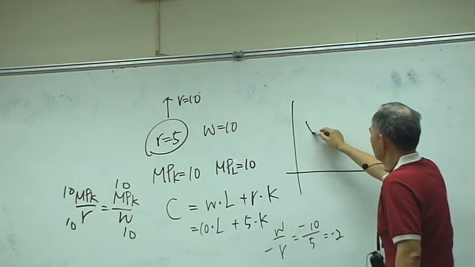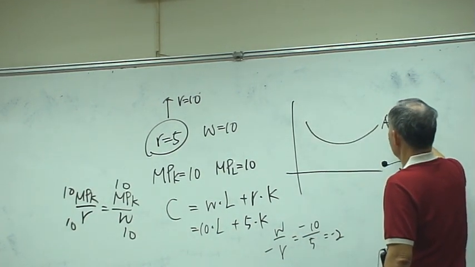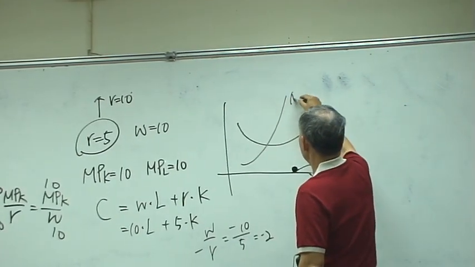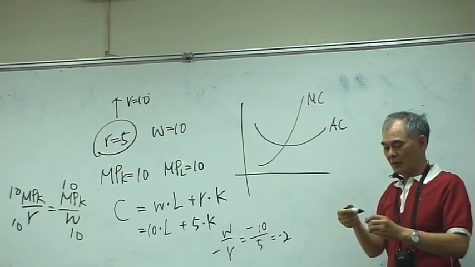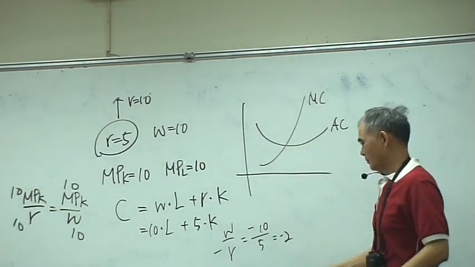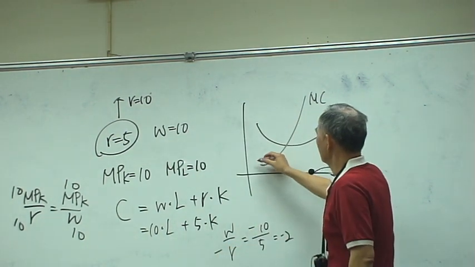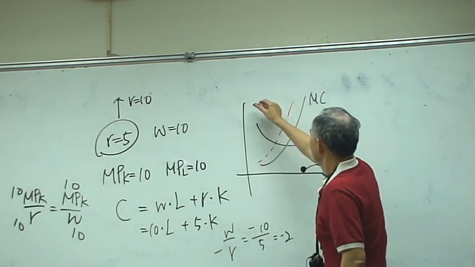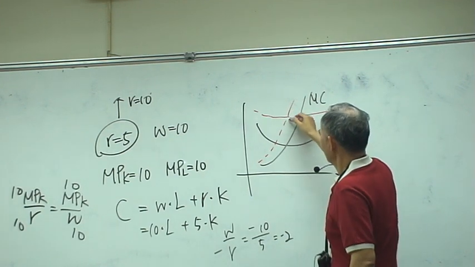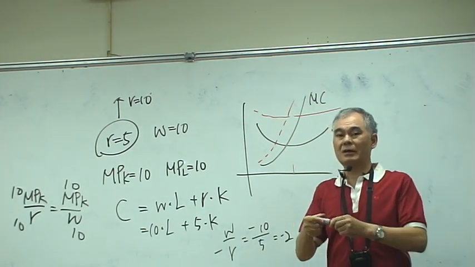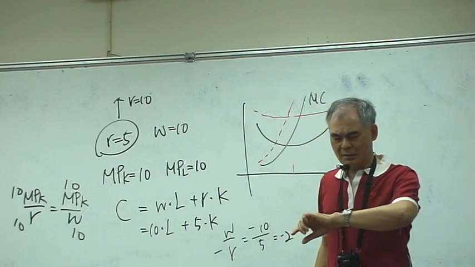Okay? So let us say this is the average cost curve, right? This is the marginal cost curve. And we have the price of capital going up. So probably it will look something like this. And of course the production level will go down. Okay, I think that's about it.